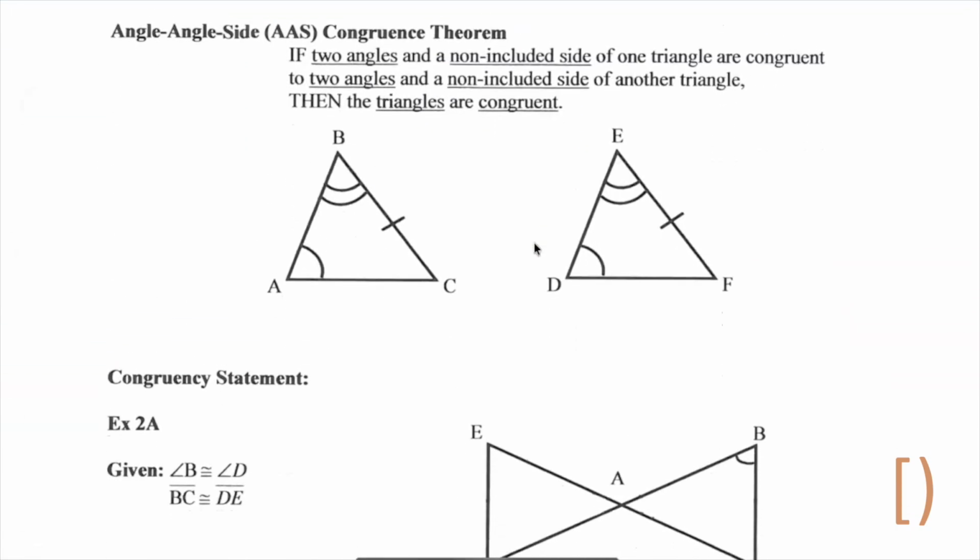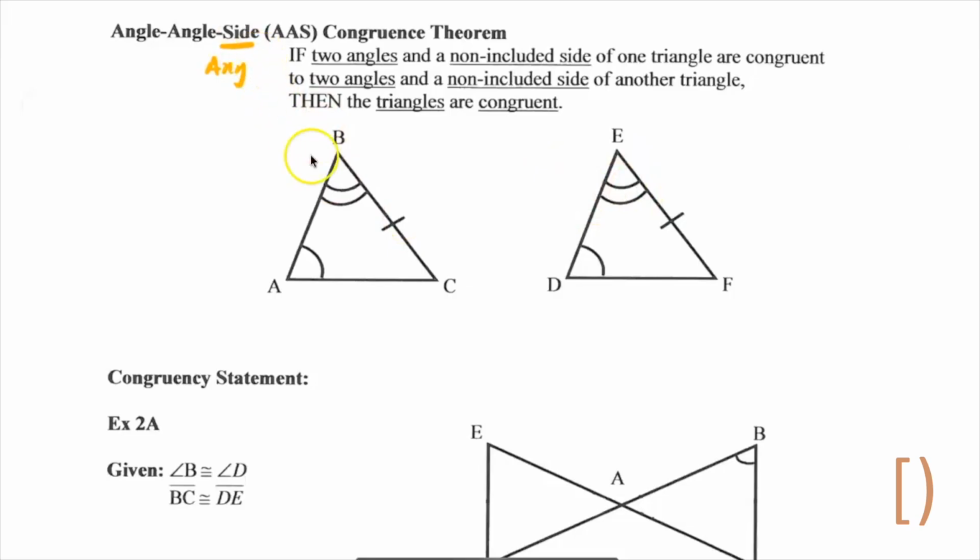Next one, angle, angle, side. I like to say this one is two angles and any side. Very different than side, angle, side, or angle, side, angle. This could be any side. So if two angles and a non-included side of one triangle are congruent to two angles and a non-included side of another triangle, then the two triangles are congruent.